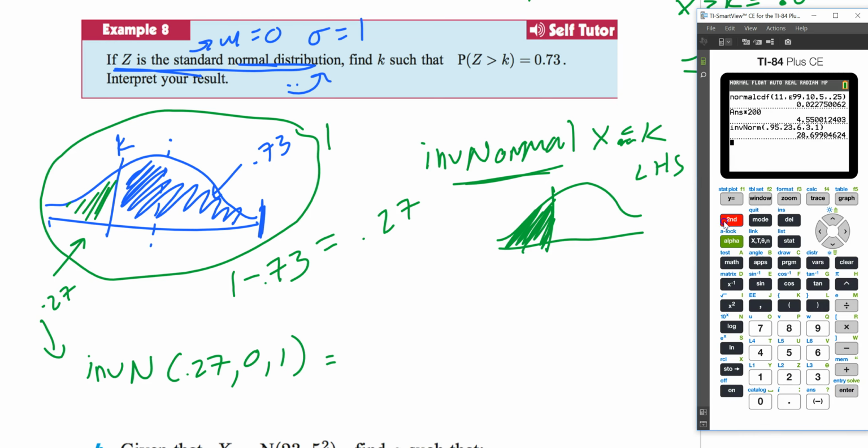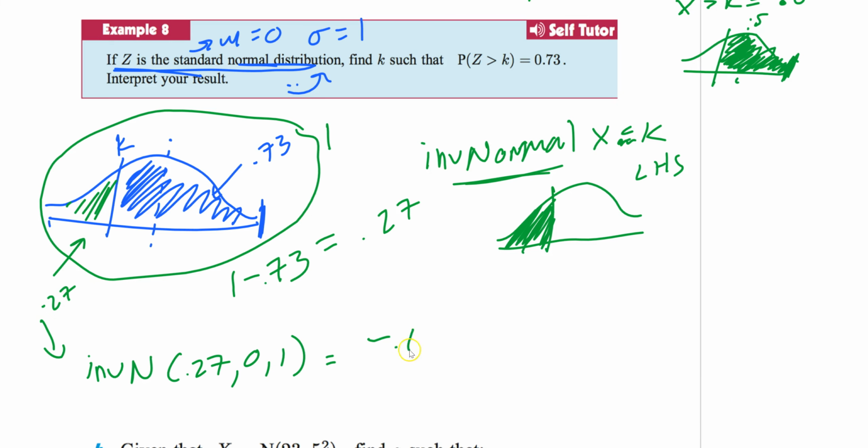Alright, so again, I go back to second distribution. Go to invert normal. Again, I had to use the left-hand side, so in this case, it gave me the right-hand side. So I had to do a little mathematics. And then go down, 0, 1, because again, they said standard normal, so you have to know that. It's the vocab. Hit enter. And negative 0.61 something.